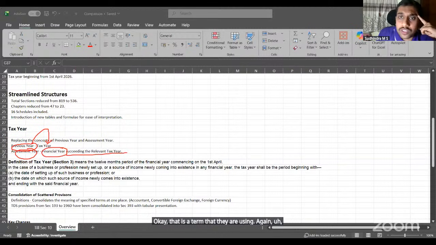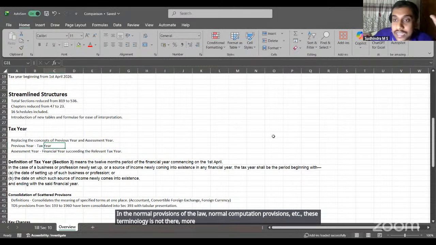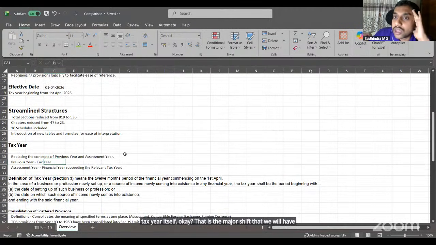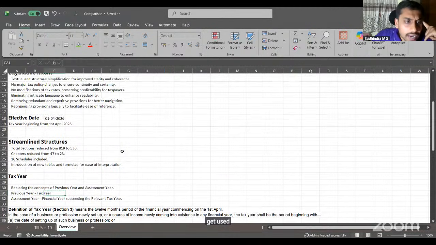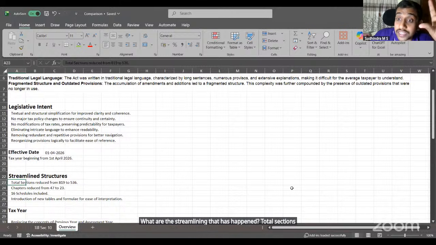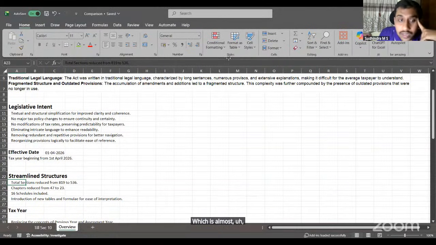Again, the reference to this will be there more or less only in cases of filing of returns, assessments, etc. In the normal provisions of the law, the normal computation provisions, this terminology is not there; they are using tax year itself. That is the major shift we will have to get used to going forward. And what is the streamlining that has happened? Total sections, there were 819, I believe, which is reduced to 536, almost 270, 280 sections being eliminated.